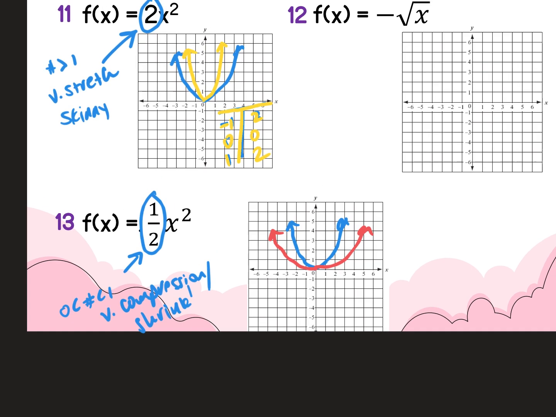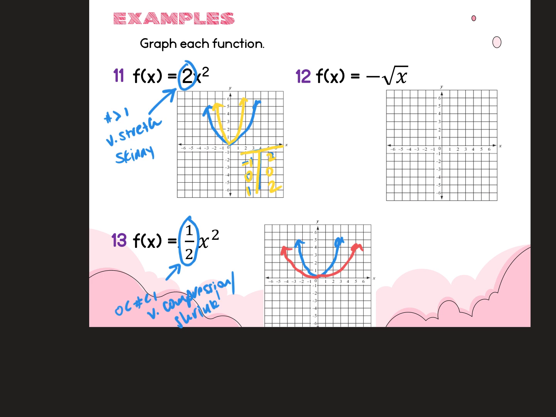Yes, ma'am? How come 2 times negative 1 got 2? Because you have to square the number.